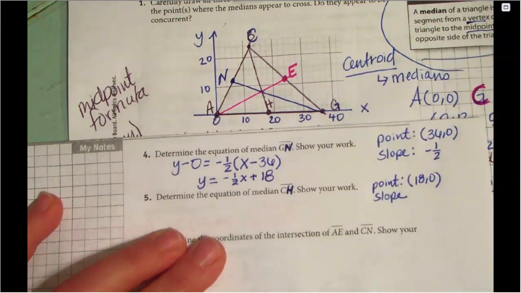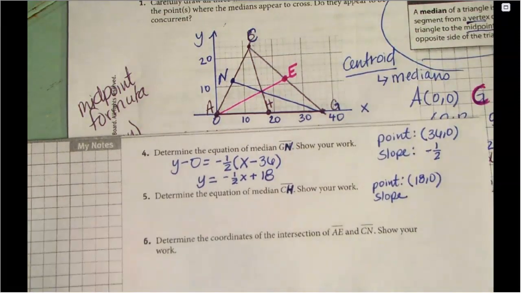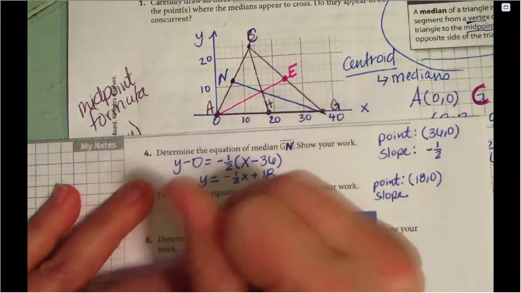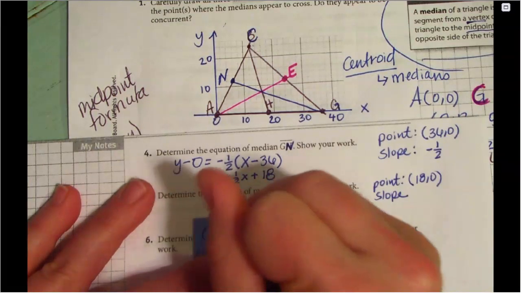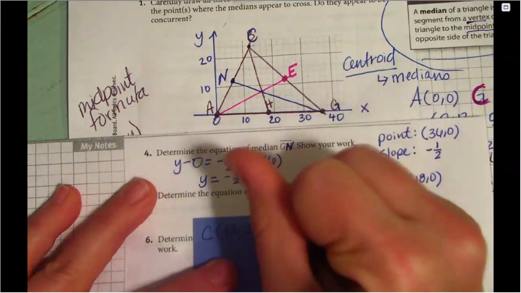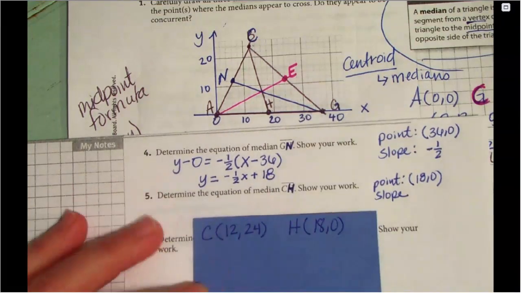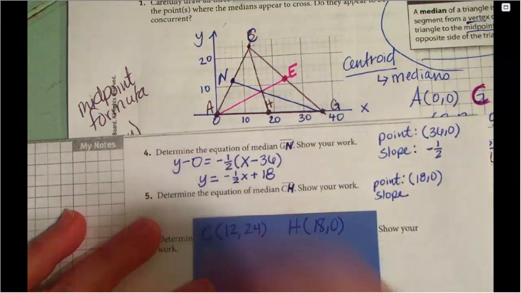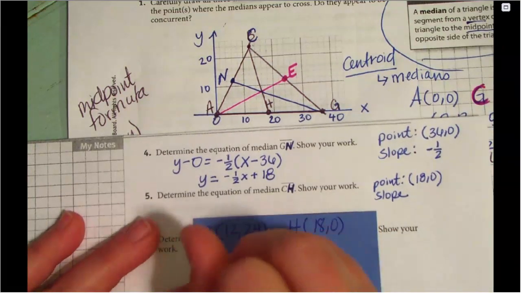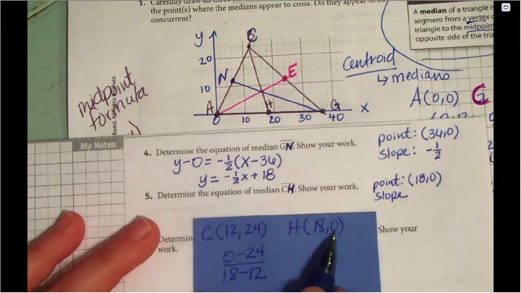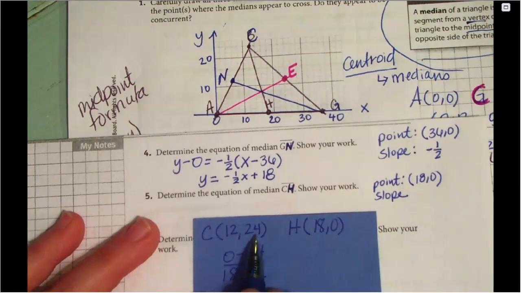And then the slope, let me just do this again. I'm having a hard time counting on here. So C is located at 12, 24. And H is located at 18, 0. Okay, so the first thing I'm going to do is find my slope. I've got y minus y over x minus x. So I did y2 minus y1 over x2 minus x1.